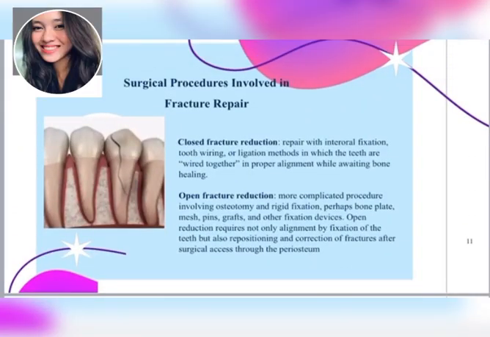For surgical procedures involved in fracture repair, we have the closed fracture reduction, repair with intraoral fixation, tooth wiring or ligation methods in which the teeth are wired together in proper alignment while awaiting bone healing. And then open fracture reduction is a more complicated procedure which involves osteotomy and rigid fixation, perhaps bone plate, mesh, pins, grafts, and other fixation devices. Open reduction requires not only alignment by fixation of the teeth, but also repositioning and correction of fractures after surgical access to the periosteum.